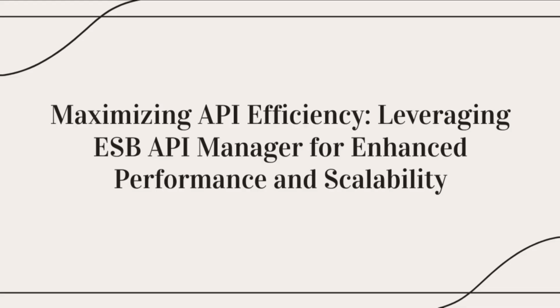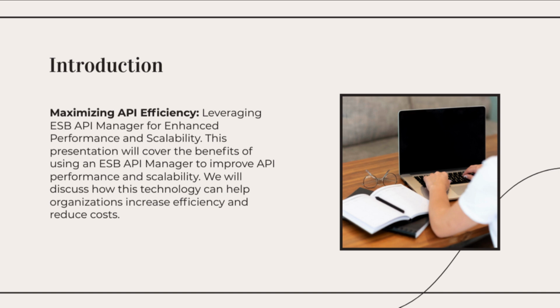To optimize API performance and scalability using an Enterprise Service Bus (ESB) API Manager, you can follow these best practices. 1. Caching. Implement caching mechanisms at various levels, such as the ESB API Manager and back-end services. Caching can significantly improve API performance by serving responses from cache instead of making repeated requests to the back end. Consider using techniques like content-based caching, where the cache key is based on the request parameters.